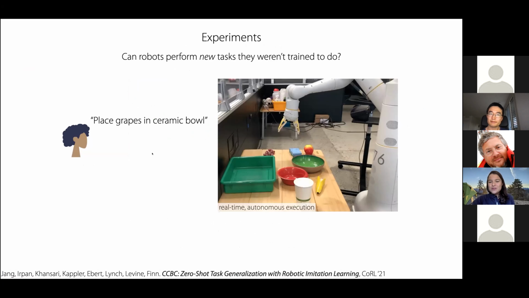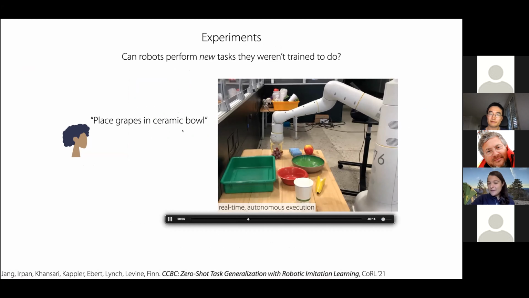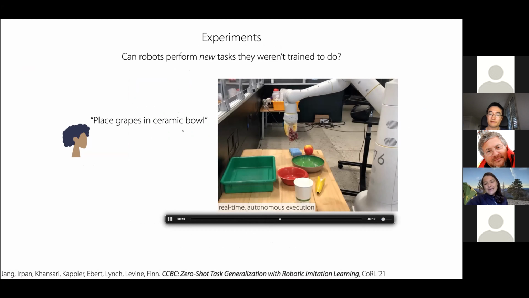Okay, here's a qualitative example of the task that I showed before, where the robot had never seen grapes or a ceramic bowl in the same scene. It had never seen this instruction before or demonstrations of this behavior. But we see that after training on 100 tasks, the robot is able to generalize zero shot to this new task.